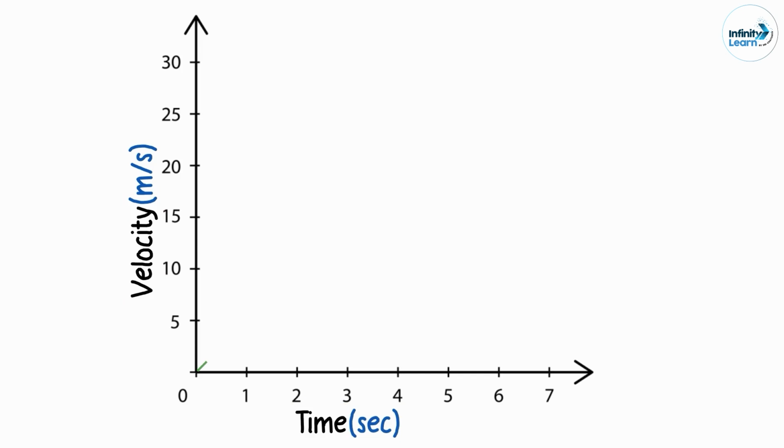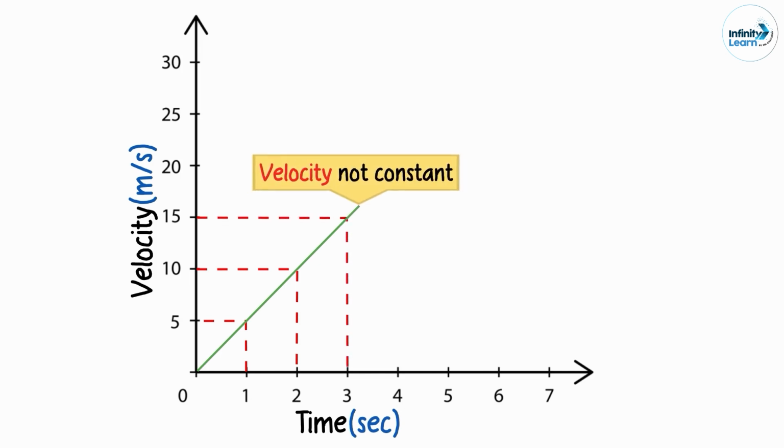The car starts from a standstill and in a second reaches a velocity of 5 meters per second. In the next second, it reaches a velocity of 10 meters per second, and then in another second, 15 meters per second, and so on. Clearly, the velocity is not constant here. But can you tell me what's constant in this particular example?